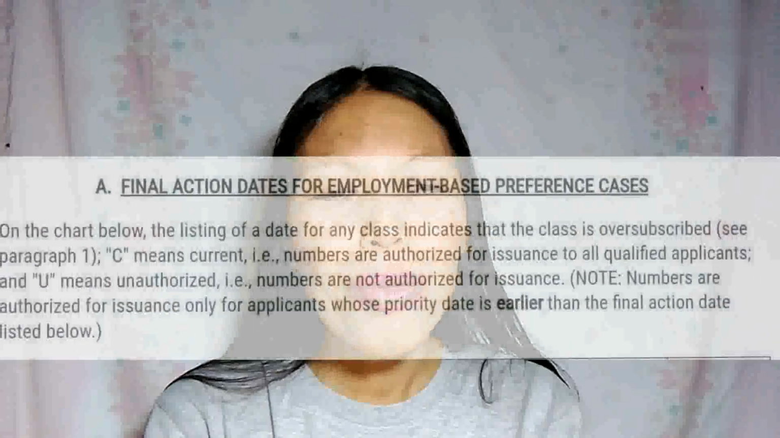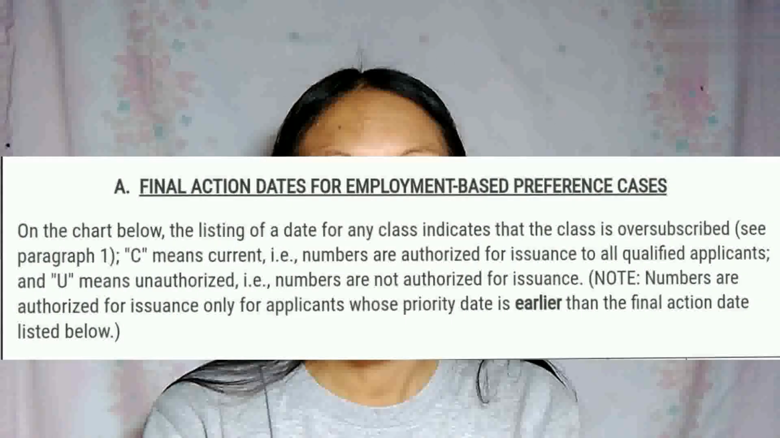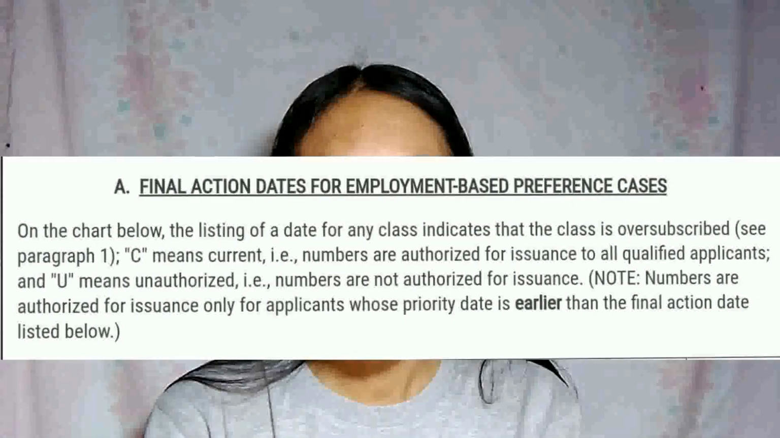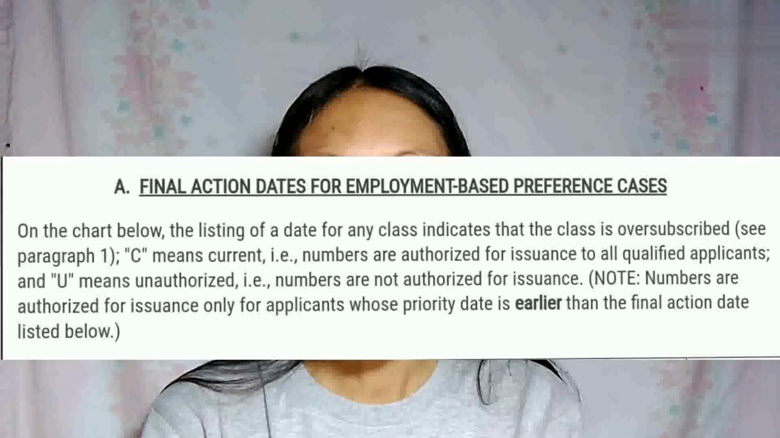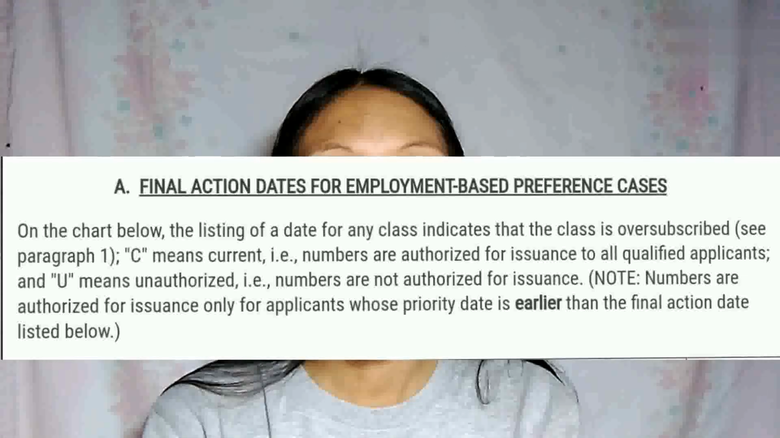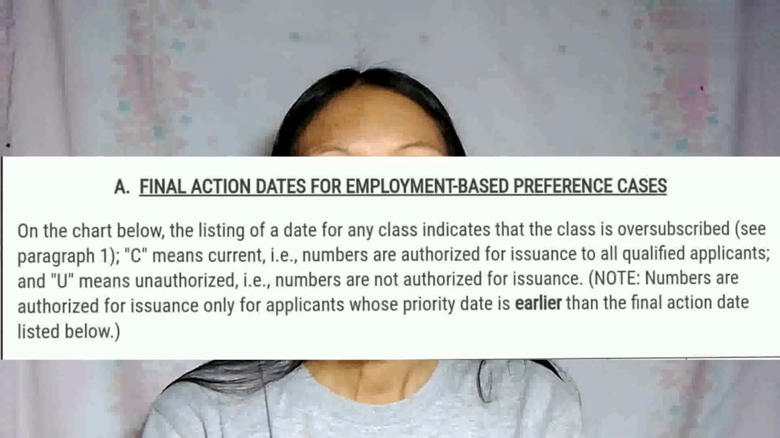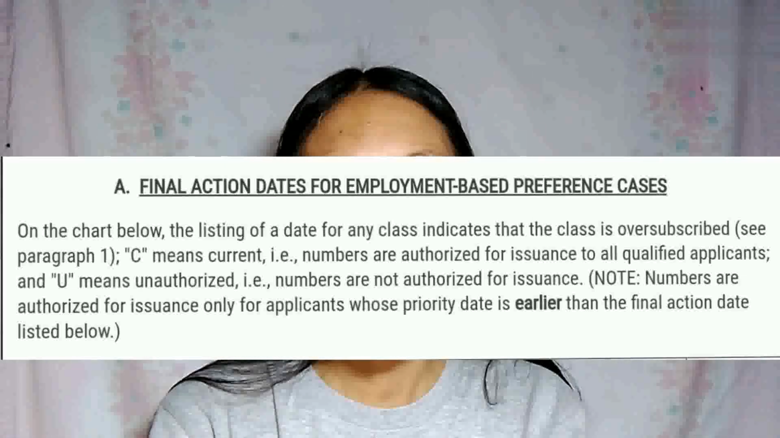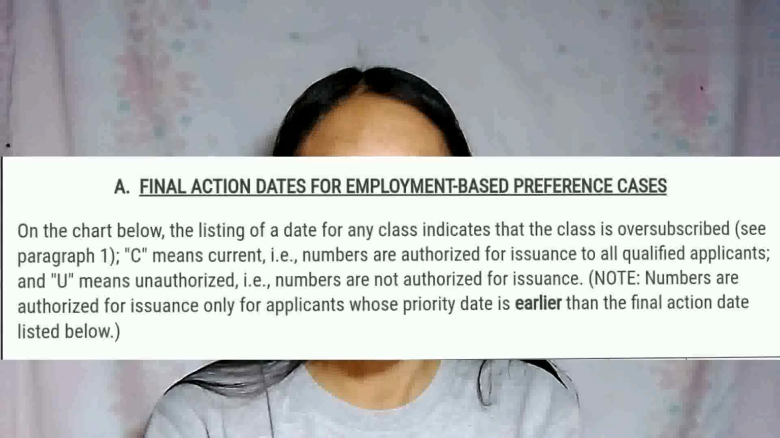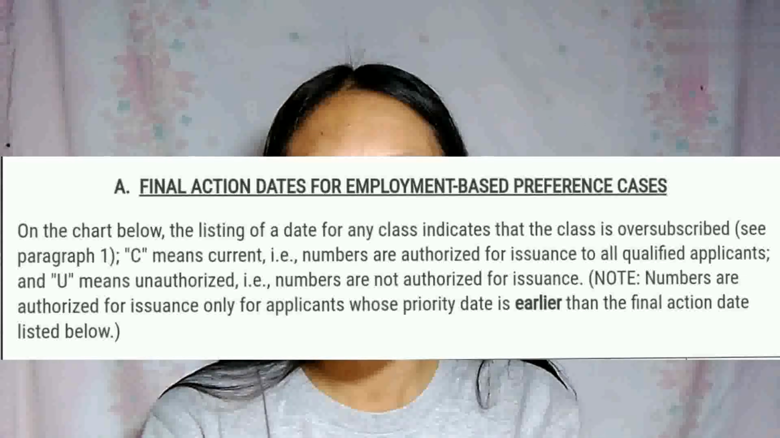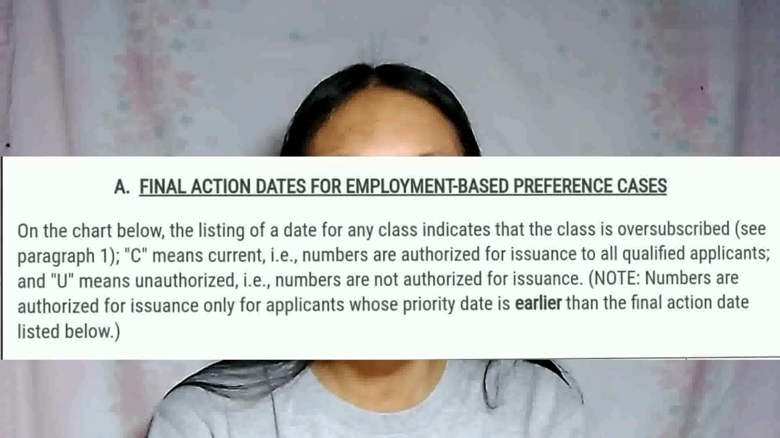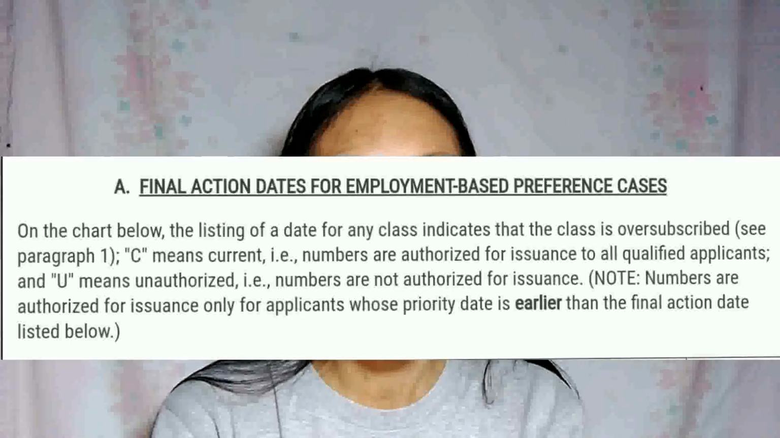Final action dates for employment-based preferences. On the chart below, the listing of a date for any class indicates that the class is oversubscribed. See paragraph 1. C means current. For example, numbers are not authorized for issuance. Note, numbers are authorized for issuance only for applicants whose priority date is earlier than the final action date listed below.